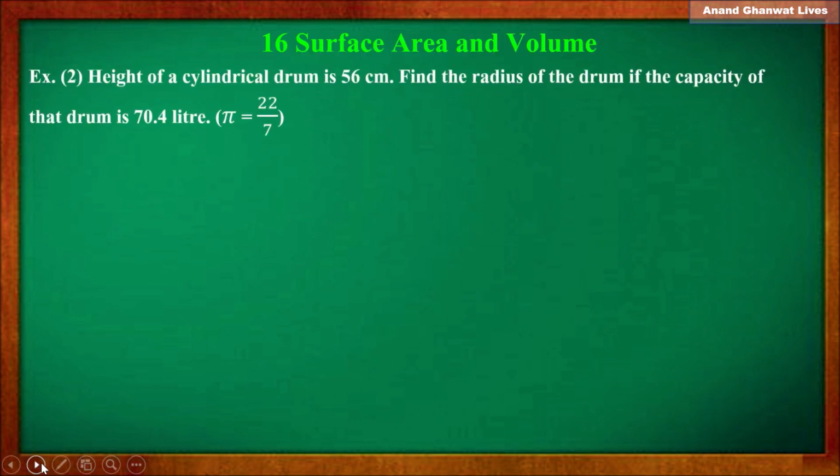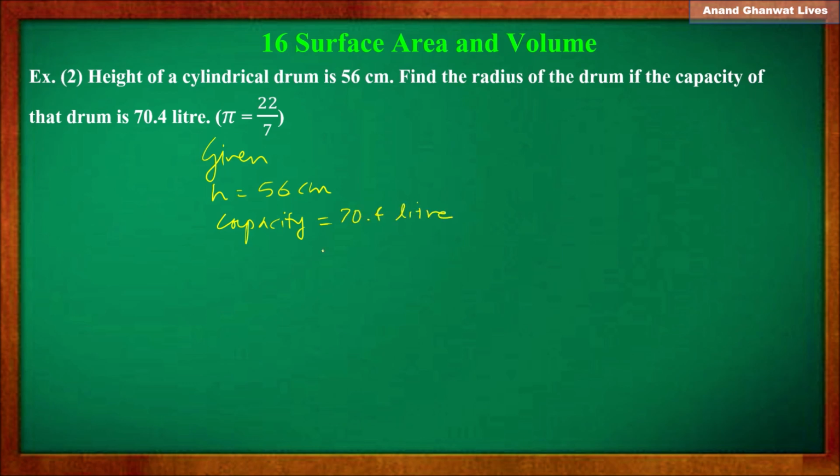Now next, second example is given here. Height of the cylindrical drum is 56 centimeter. Find the radius of the drum if the capacity of the drum is 70.4 liter, and the value of pi is given as 22/7. So given information here, it is a cylindrical drum and its height is 56 centimeters. Now we have to find the radius. The capacity of the drum is given here, capacity of drum is equal to 70.4 liter.